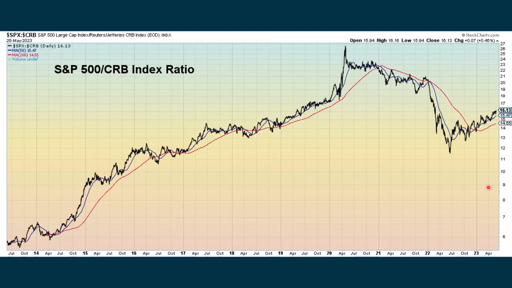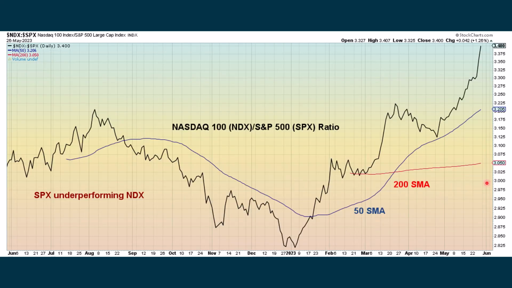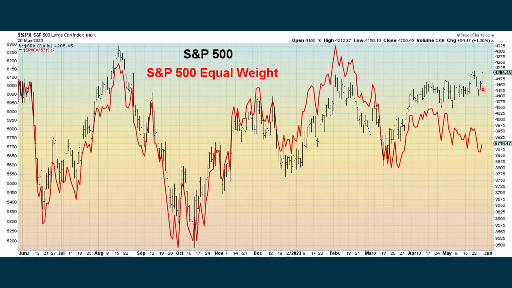Then we look at some different index ratios. The S&P 500 to the CRB index ratio, where the S&P 500 is outperforming the CRB index. This is an inverse of that same chart, showing how the CRB index is underperforming. Then we look at the NASDAQ 100, which is just going to the moon right now and is outperforming even the S&P 500. The equal weight stocks, this is a little bit of a concern.